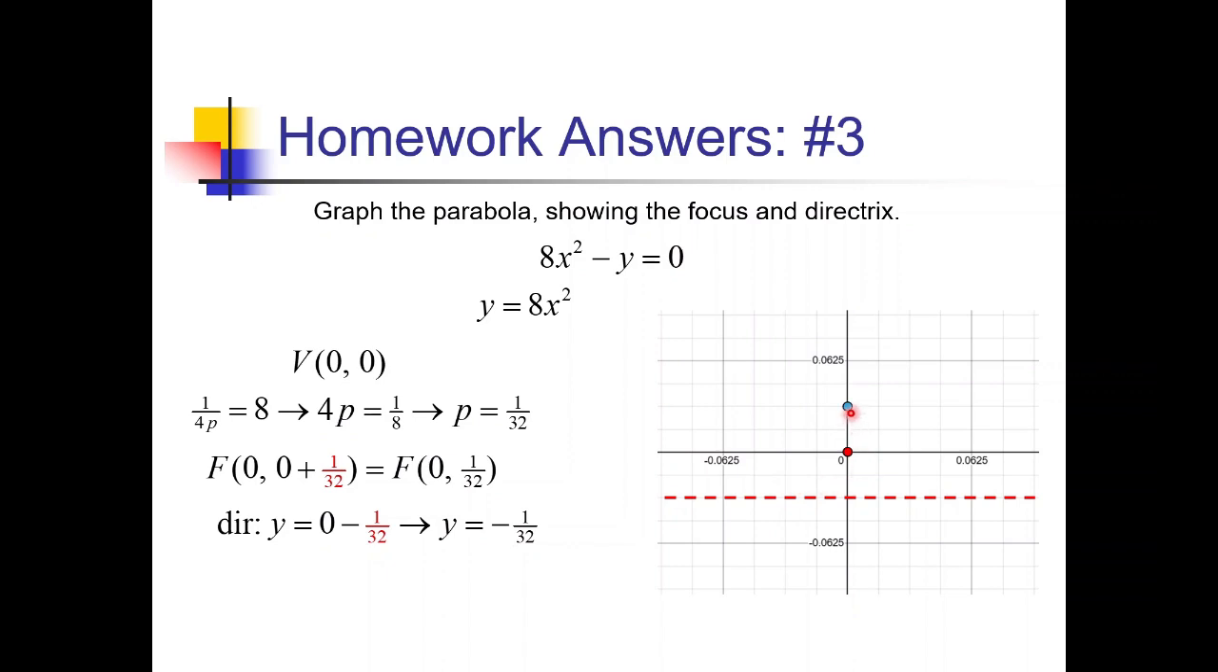Now I need 2 other points that are the same distance from the focus and the directrix. So starting at the focus, which is already 4 away from the directrix, I just need to count 1, 2, 3, 4 in one direction and 1, 2, 3, 4 in the other direction. And that gives me some points that I can now draw my parabola through.